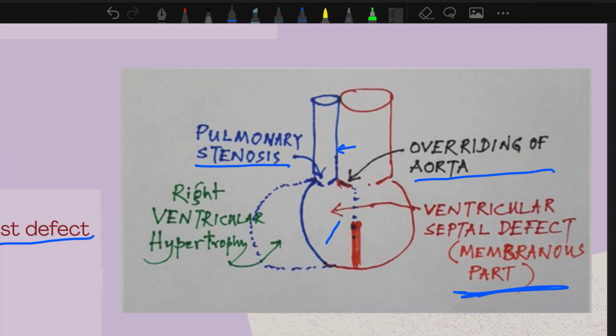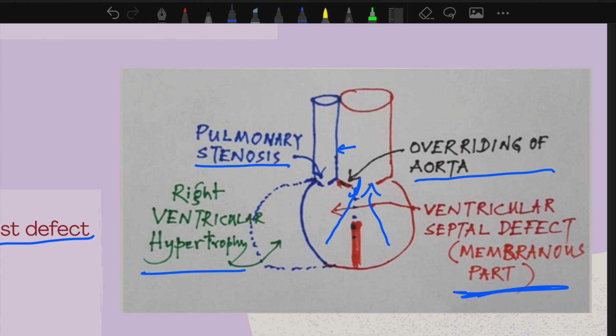The right ventricle will start pumping into the aorta, and the left ventricle also. That will cause the fourth problem, the right ventricular hypertrophy, because we'll be getting more blood and a high pressure. So we will need more muscle, and that's why we'll be getting a right ventricular hypertrophy.